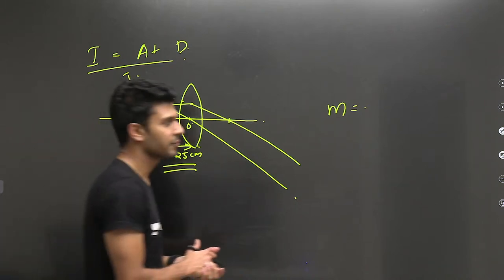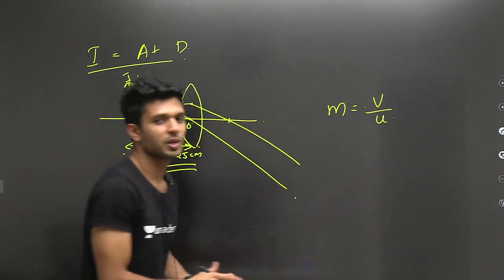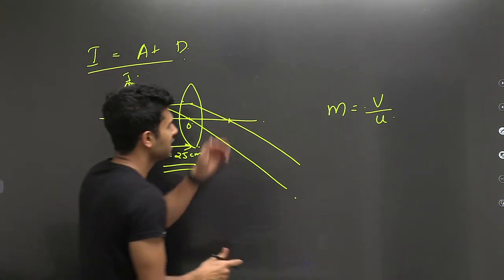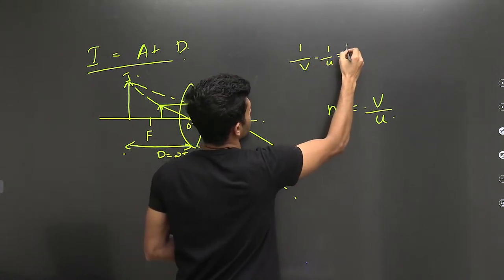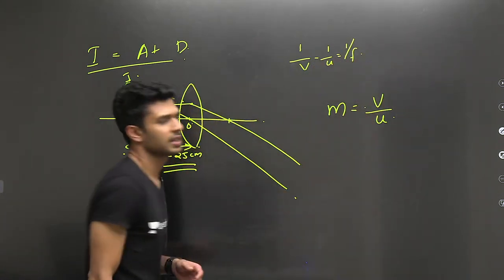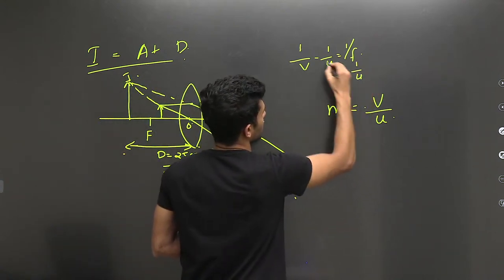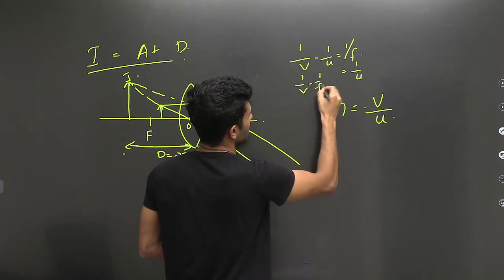Magnification ka formula sabko pata hai ya nahi? Haan bilkul sir. Ye bhi pata hai kya? Lens formula: 1 by v minus 1 by u is equal to 1 by f. From here can I get 1 by u? Taking 1 by u to the right hand side, it becomes 1 by v minus 1 by f.